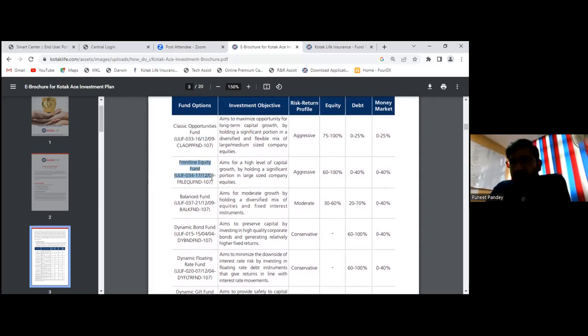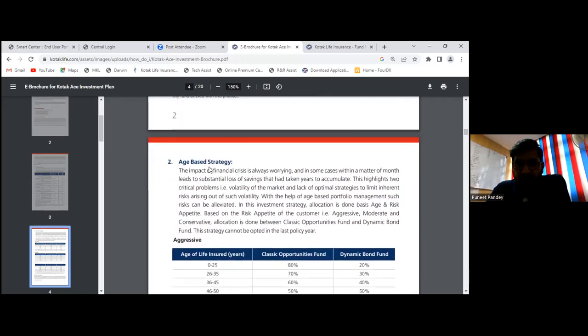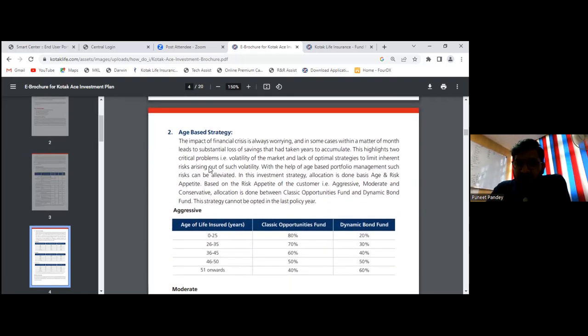I will share with you the fund performance of these particular funds also. Fine. What is age-based strategy? Age-based strategy is the strategy in which, depending on the age, the money will go into that particular fund. So if you can see, if the customer age is between 0 to 25, the equity exposure will be higher, and the dynamic bond fund, that means a debt fund, the exposure will be only 25%, 20%.